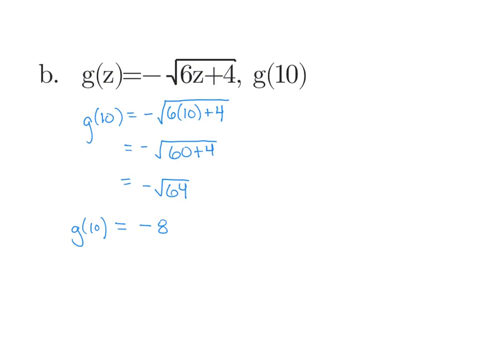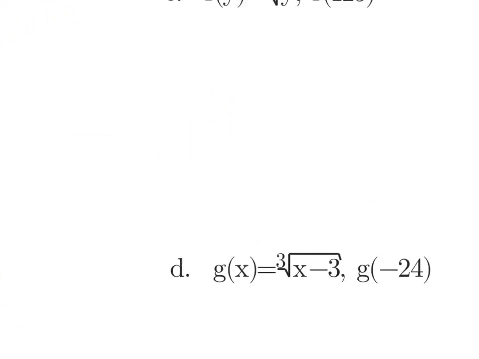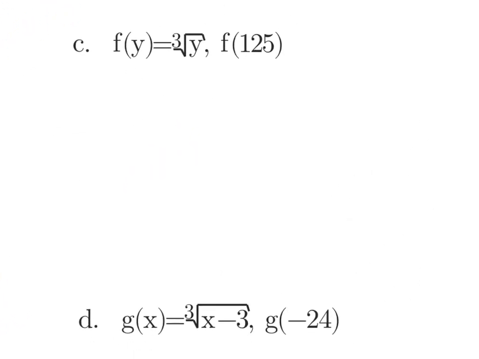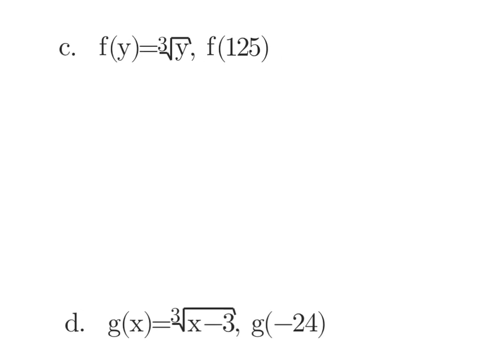All right, so we've got some square roots. Let's go ahead and look at some cube roots. For example C, we have f of y equals the cube root of y. So if I want to find f of 125, I'm going to replace y with 125. And the cube root of 125 is 5. So f of 125 is 5.